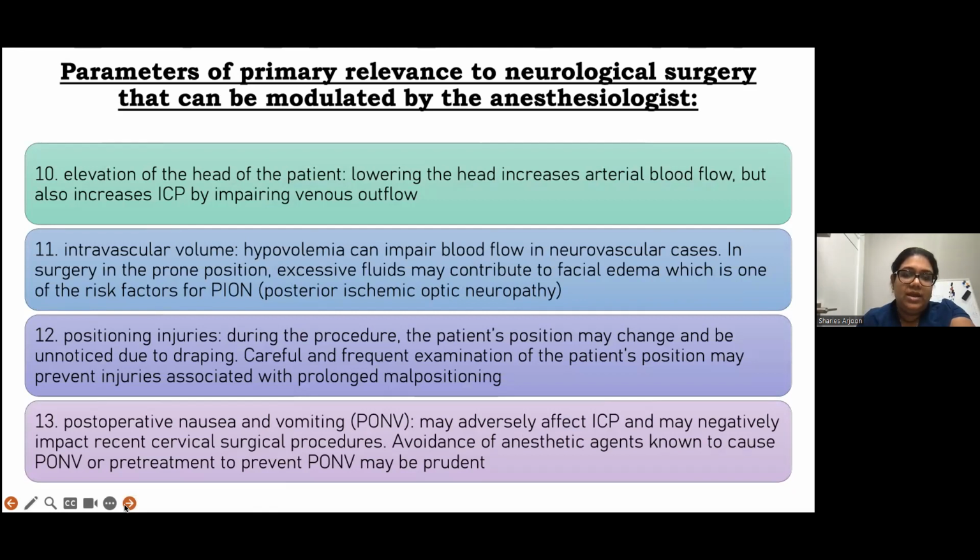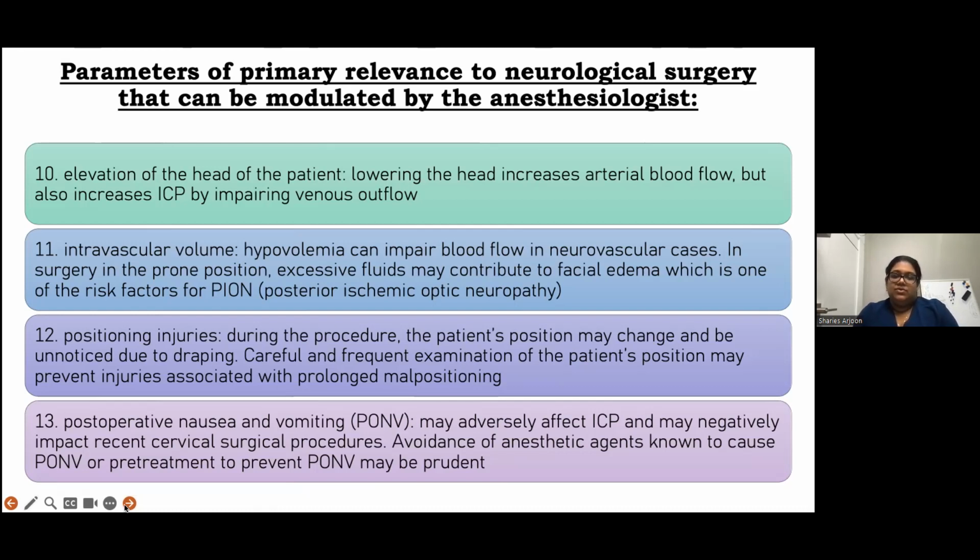So lowering the head increases arterial blood flow, but this also increases ICP by impairing venous outflow, and also the intravascular volume. So hypovolemia can impair blood flow in neurovascular cases. In surgery in the prone position, excessive fluids may contribute to facial edema, which is one of the risk factors of posterior ischemic optic neuropathy, and this could lead to post-op visual impairment or blindness.